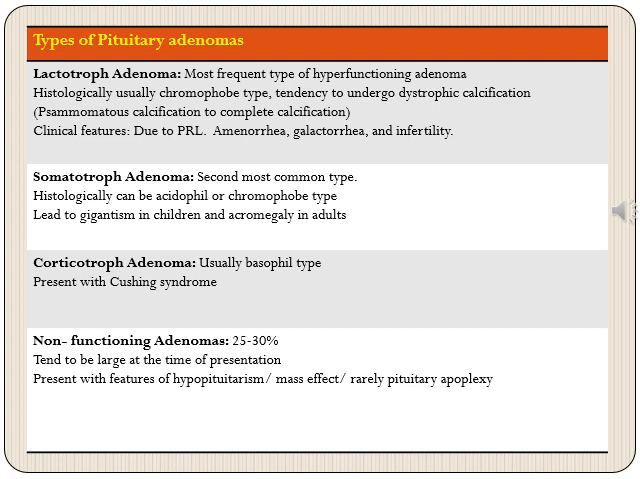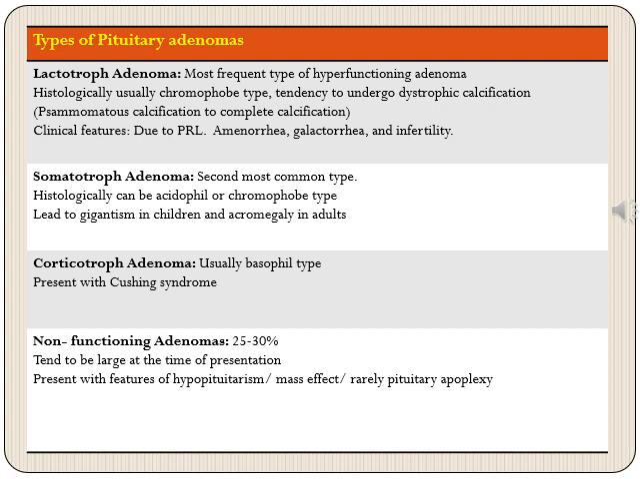The second most common type of adenomas are the ones which express growth hormone. These are called somatotroph adenomas. Histologically, they can have acidophil or chromophobe type of cells, and because of growth hormone expression, they lead to gigantism in children and acromegaly in adults. Then we have corticotroph adenomas, which express ACTH. These cells are usually of basophil type, and they present with Cushing syndrome. Finally, we can have non-functioning adenomas, which do not express any kind of hormone.